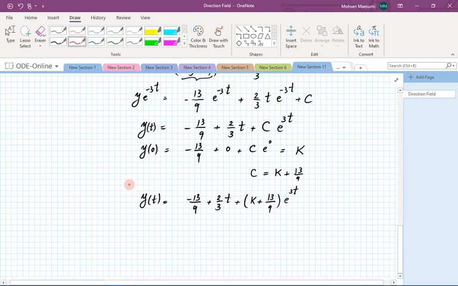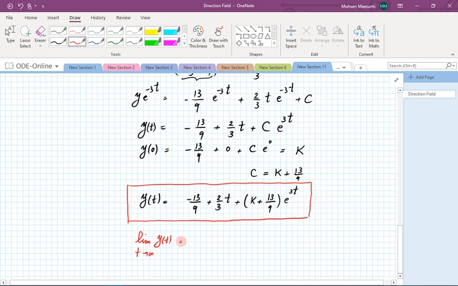The solution of the differential equation that we were given is this. How can I use this to answer the question? What's the long-term behavior? Long-term behavior is the limit of y as t goes to infinity. All we want to know is: are we going to positive infinity or minus infinity?